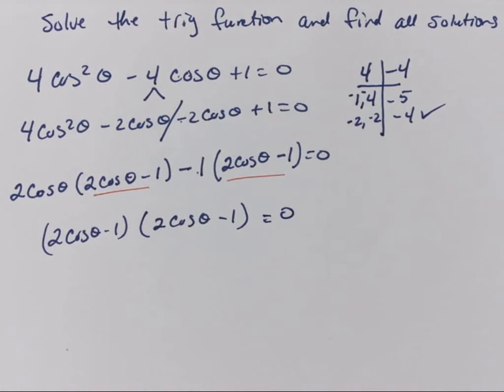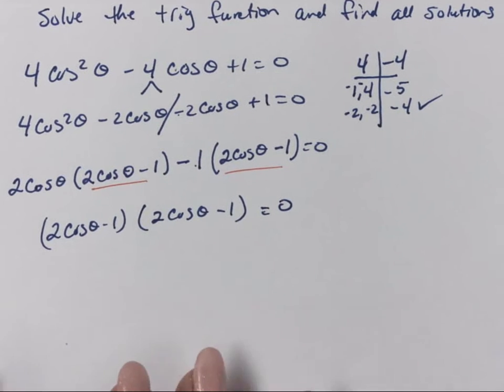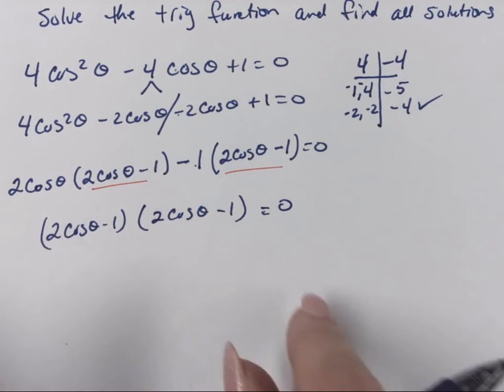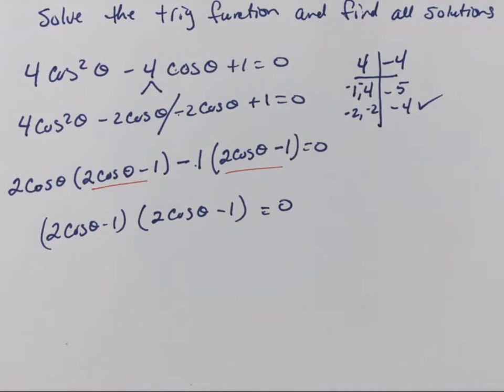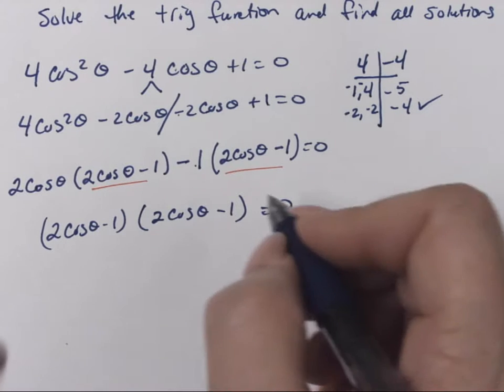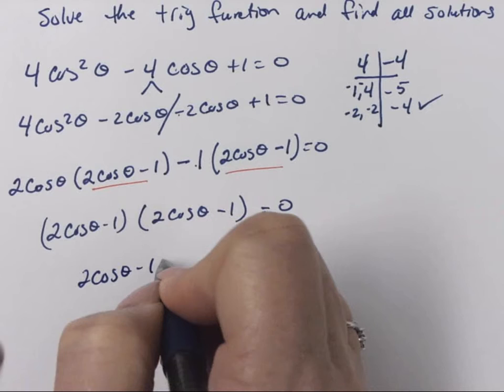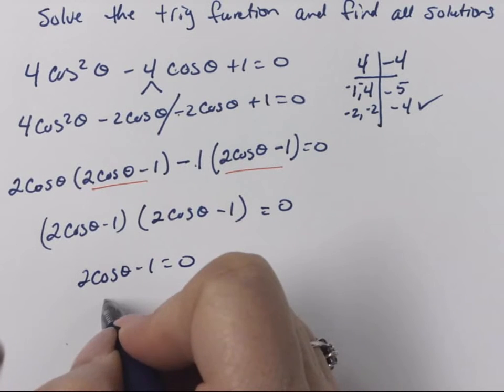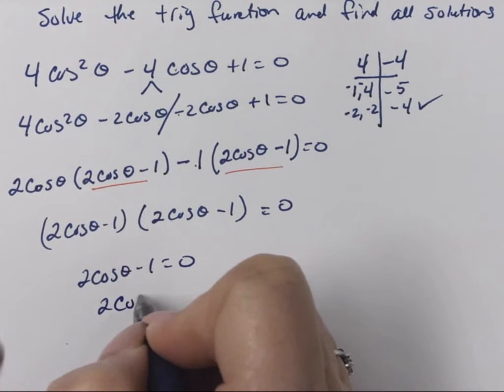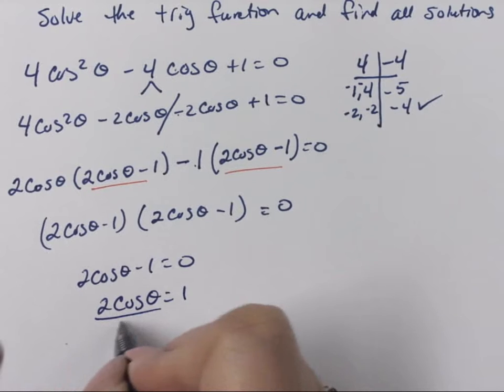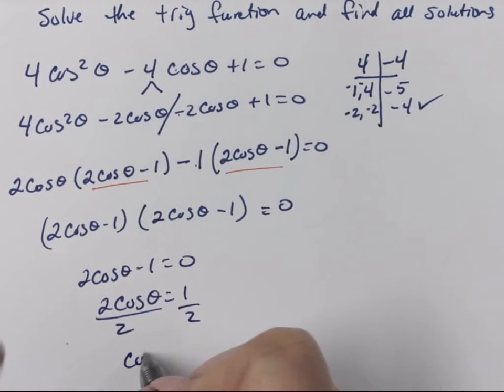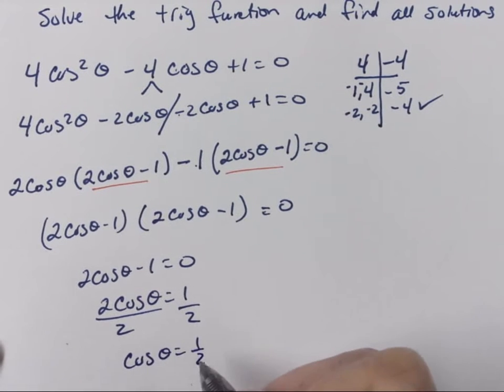So in this case, I really only have to solve one of them. If you have two different ones, you'll solve each. Be aware that sometimes we end up with a domain error because the second part might be out of the domain of our sine or cosines. So we take 2 cosine theta minus 1 equal to 0. I'm going to move my 1 over and get 2 cosine theta equal to 1. Dividing by 2, I get cosine theta equals 1/2.